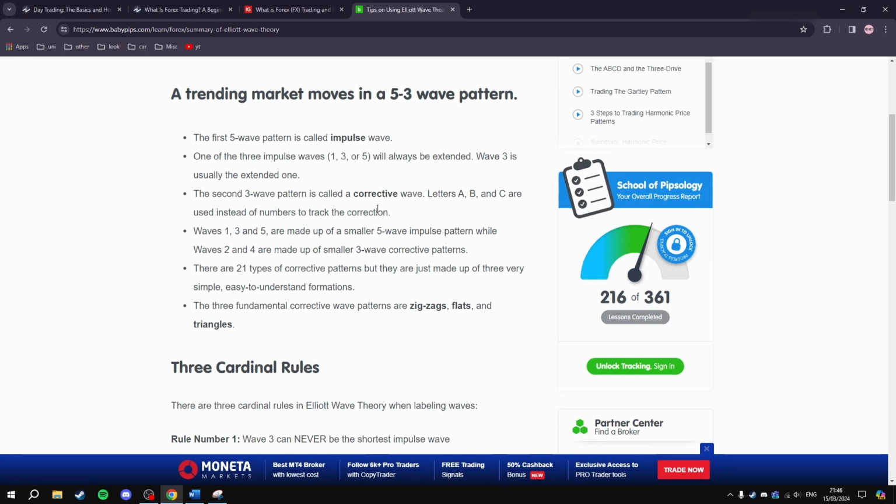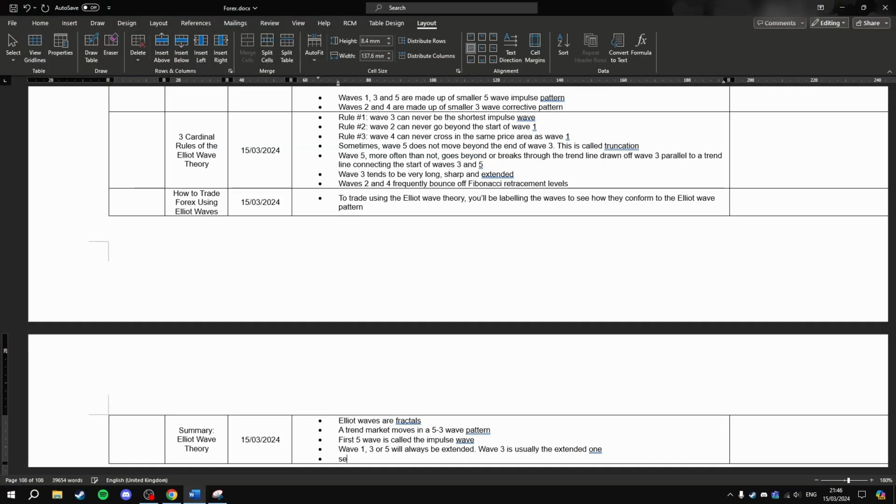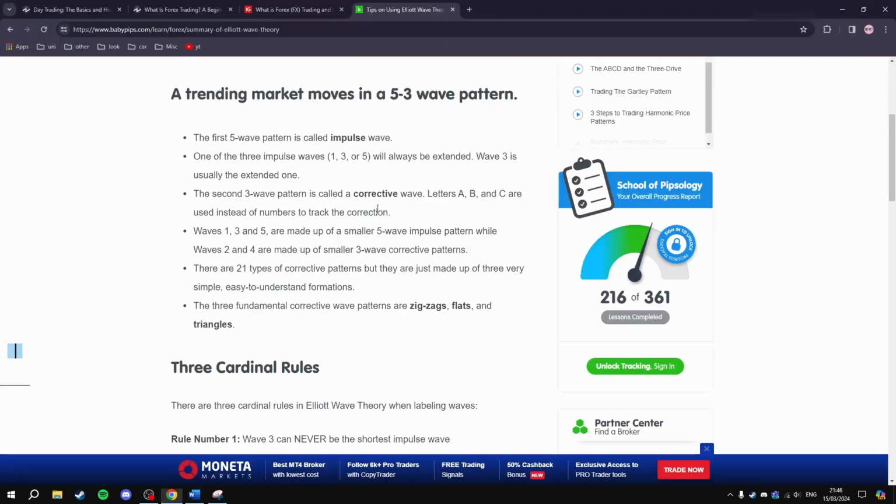Second 3 wave pattern is called the corrective wave. Letters A, B and C are used instead of numbers to track the correction. Waves 1, 3 and 5 are made up of smaller 5 wave impulse patterns.